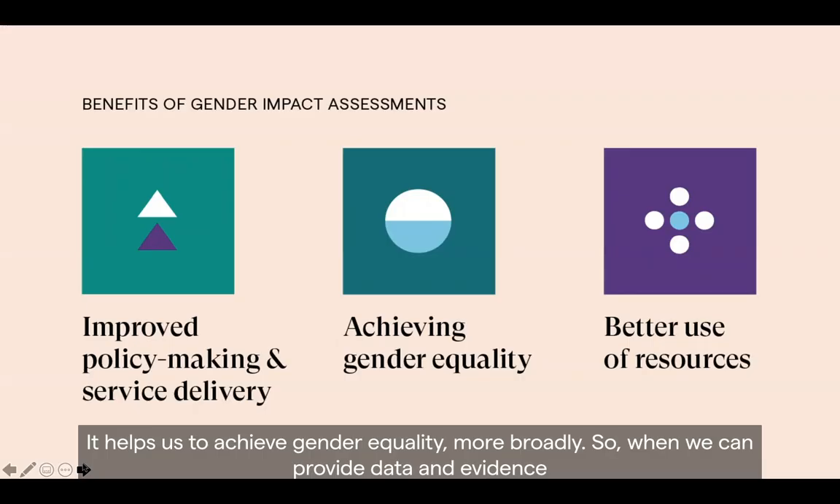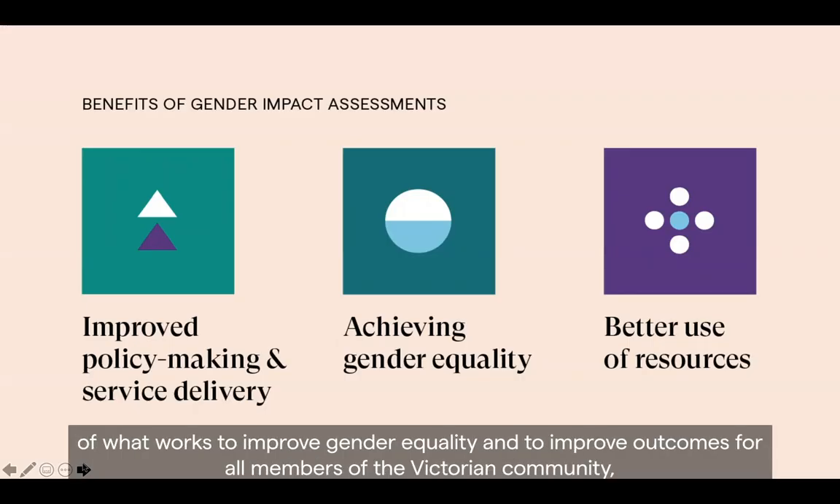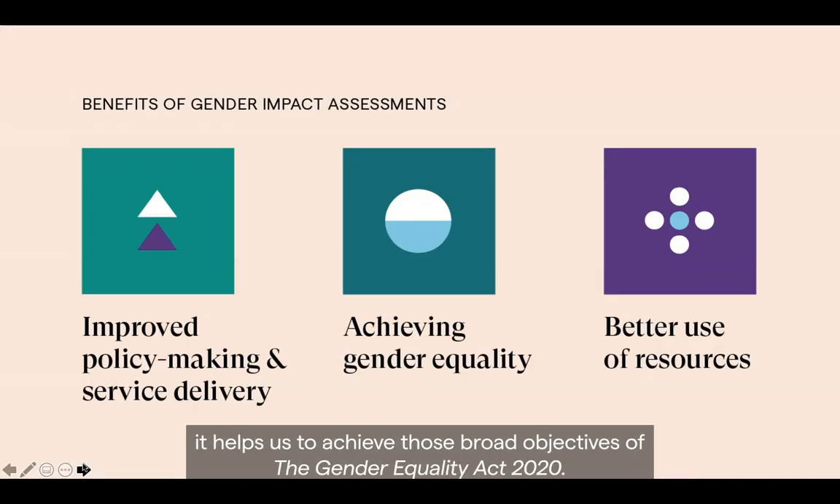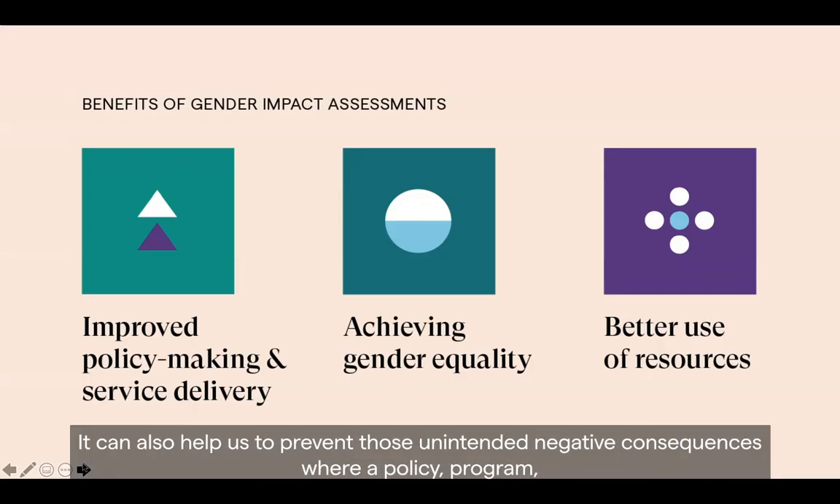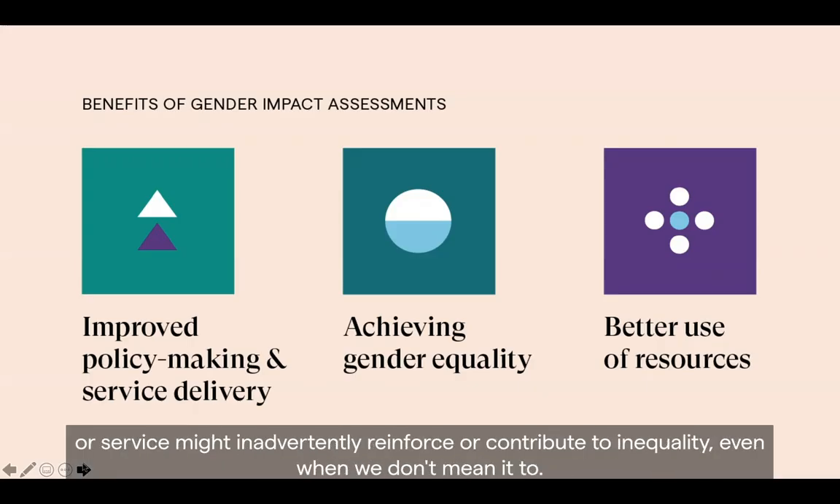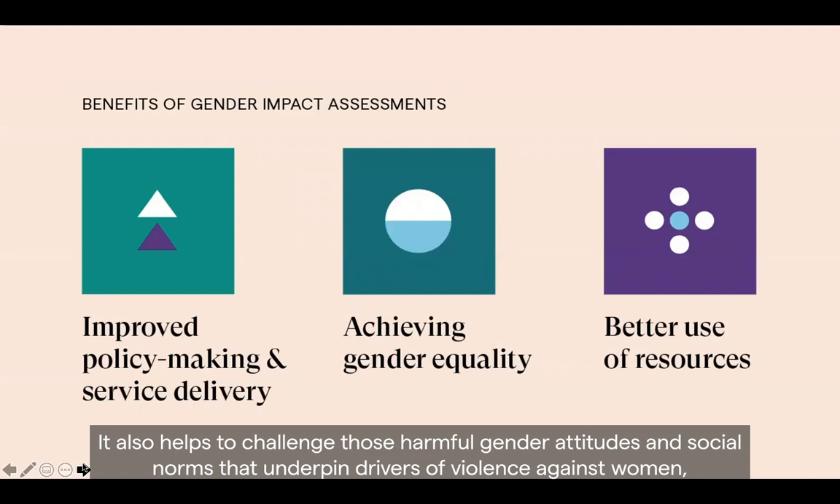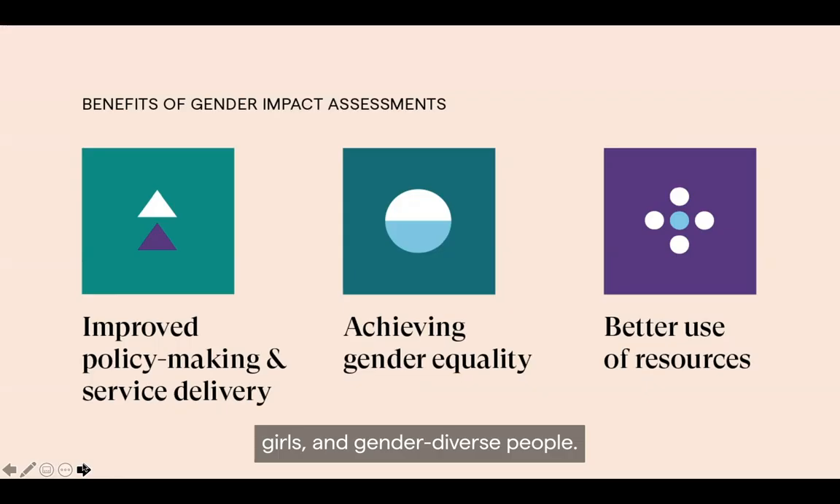So when we can provide data and evidence of what works to improve gender equality and to improve outcomes for all members of the Victorian community, it helps us to achieve those broad objectives of the Gender Equality Act. It can also help us to prevent those unintended negative consequences where a policy, program, or service might inadvertently reinforce or contribute to inequality, even when we don't mean it to. It also helps to challenge those harmful gender attitudes and social norms that underpin drivers of violence against women, girls, and gender diverse people. It's also arguably a better use of resources.